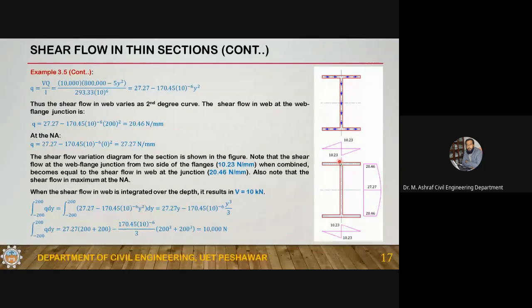In the case of thin section, we can assume that 100% shear is resisted by the web, and since we are ignoring the effect of the thickness in all this calculation, that's why I'm getting the exact 10,000 Newton force from this calculation. So this is a very important example where you will get the concept of the shear flow and the associated different conditions, and certain facts will give you insight into the shear flow.